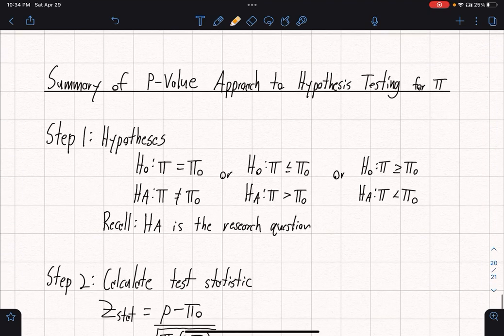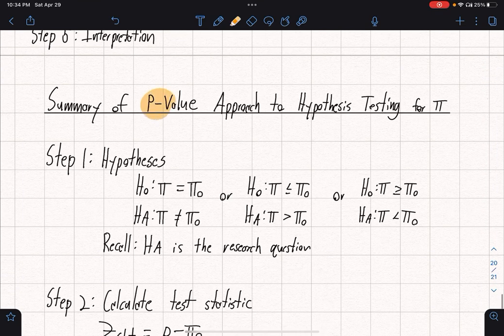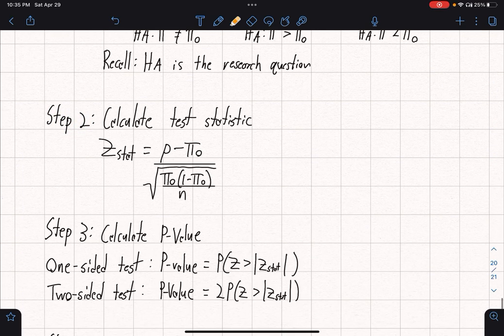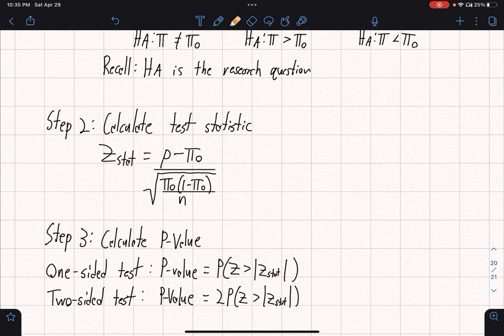And then let's summarize the p-value approach. So the p-value approach for pi. Step 1 remains unchanged. Step 2 remains unchanged. Step 3, we calculate our p-value. So now for a one-sided test, the p-value is the probability z greater than the absolute value of z-stat. And for a two-sided test, it's 2 times the probability z bigger than the absolute value of z-stat.